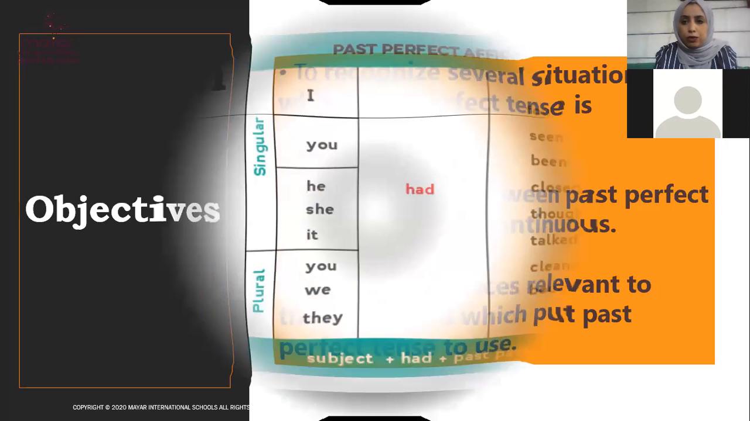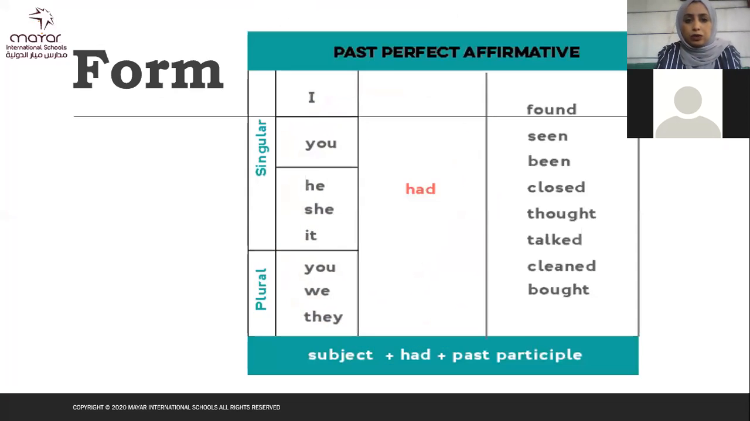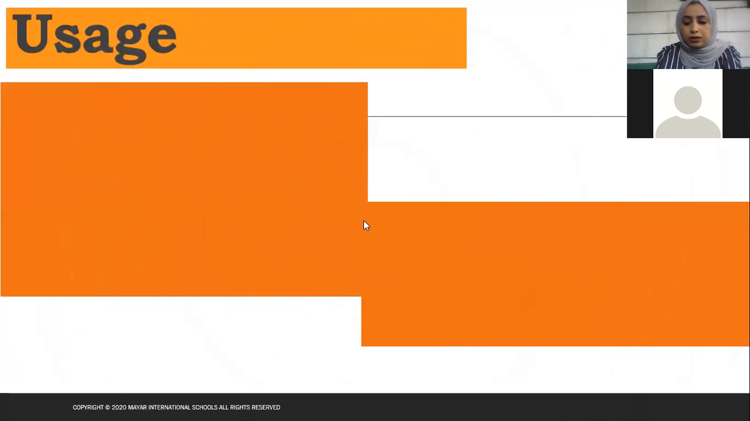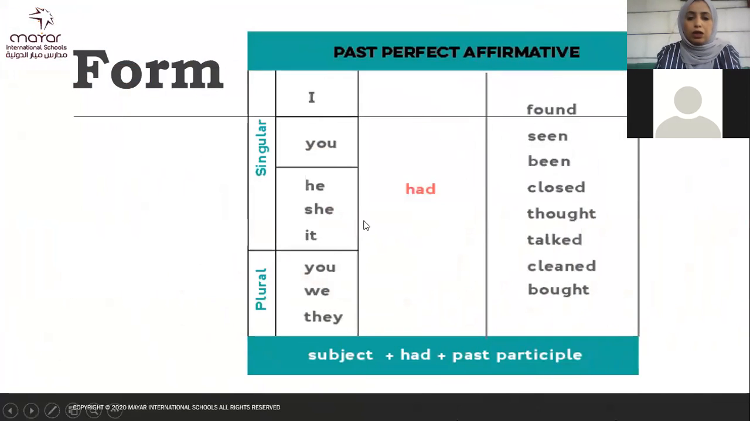Okay, so regarding the form, this time it's only one word with the verb, because if you guys remember the present perfect, we used to have has or have, okay? Now, this time with the past perfect, you only need one word, which is had, and it works for both the singular and the plural, and also verb 3.